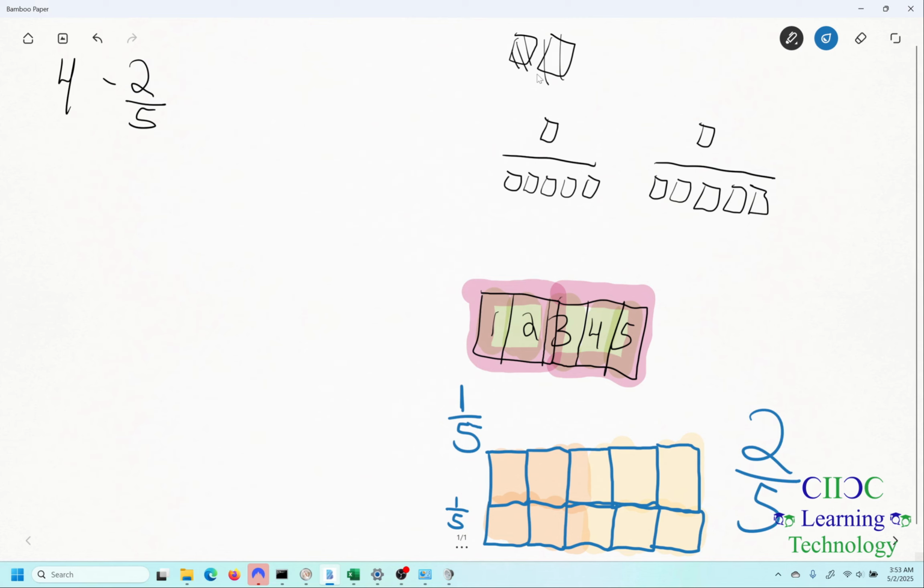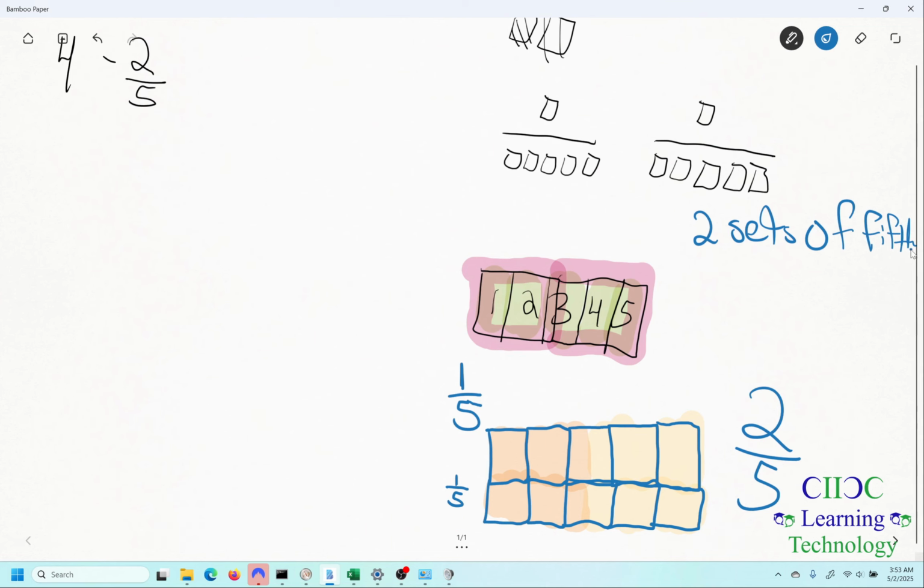I kind of don't want to do more, but nonetheless, we're talking about 2 sets of bits. Okay, 2 sets of bits.